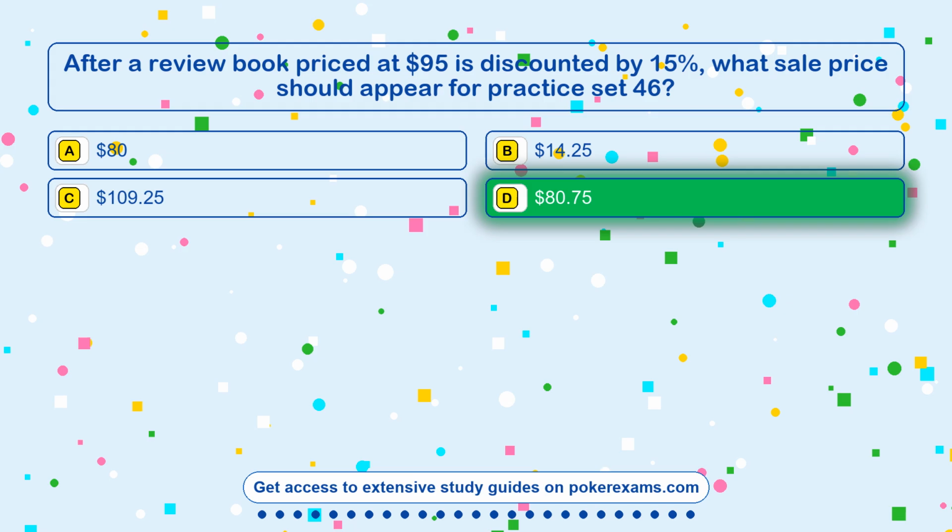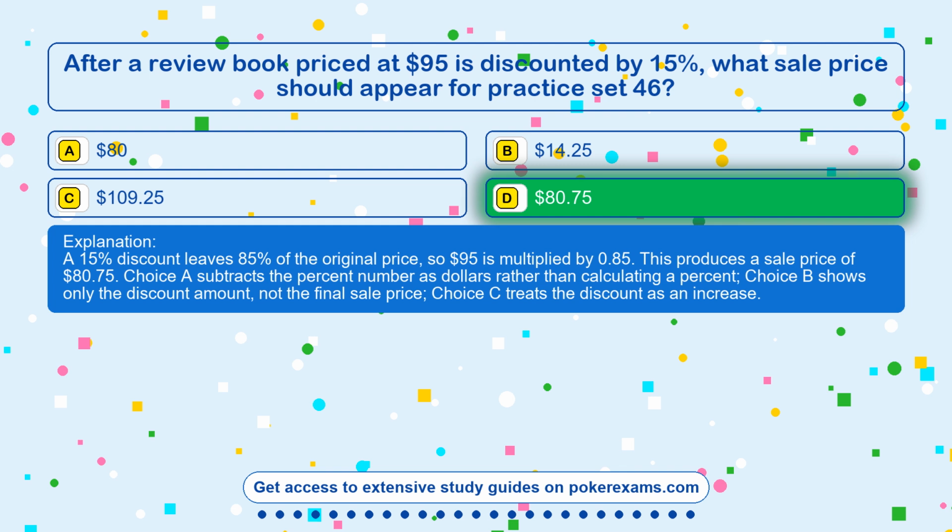The correct answer is option D, $80.75. A 15% discount leaves 85% of the original price, so $95 is multiplied by 0.85. This produces a sale price of $80.75. Choice A subtracts the percent number as dollars rather than calculating a percent, Choice B shows only the discount amount, not the final sale price, Choice C treats the discount as an increase.